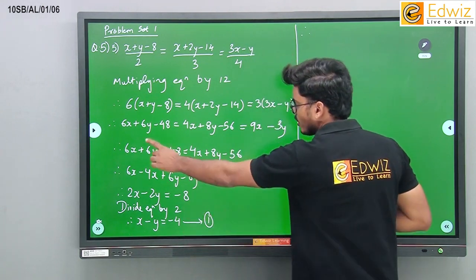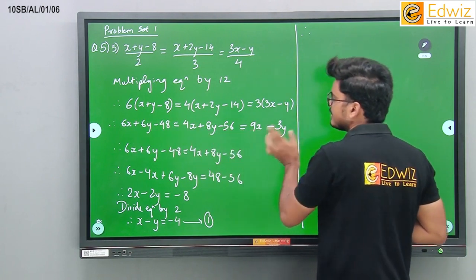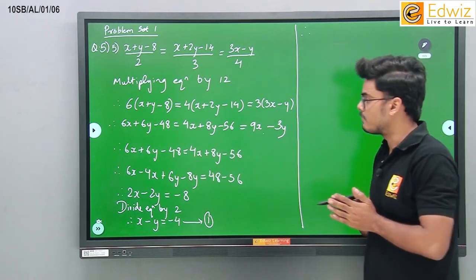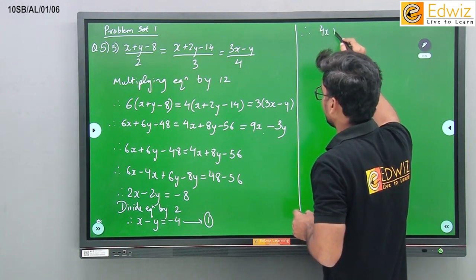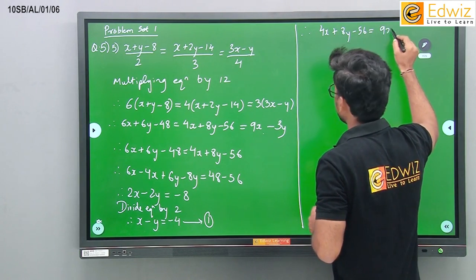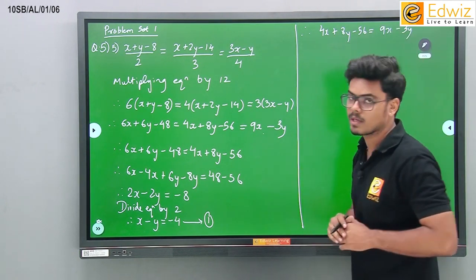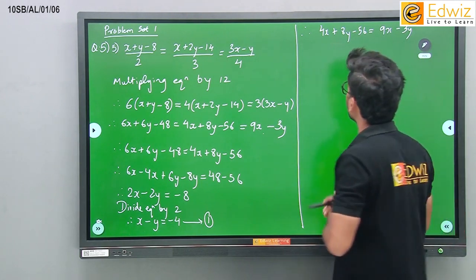अभी मैंने इन दोनों का एक पेयर लिया था. You can now take this and this as well, या फिर this and this as well. Whatever you feel comfortable with. Let us take these two equations. So 4x plus 8y minus 56 equal to 9x minus 3y. Okay? इनको थोड़ा सा simplify करके we will find out the second equation.